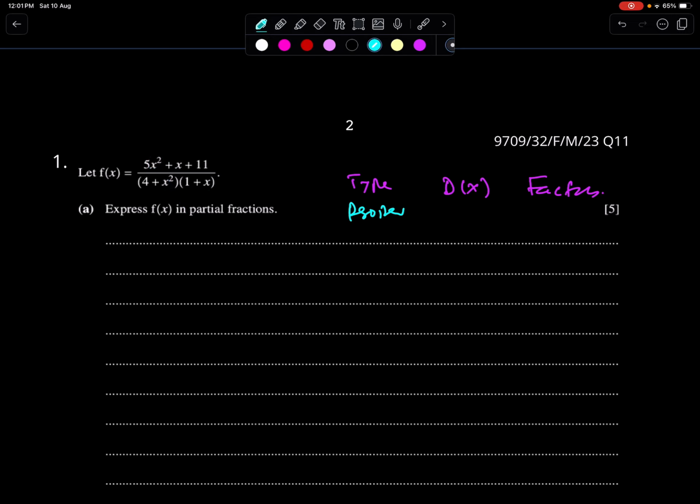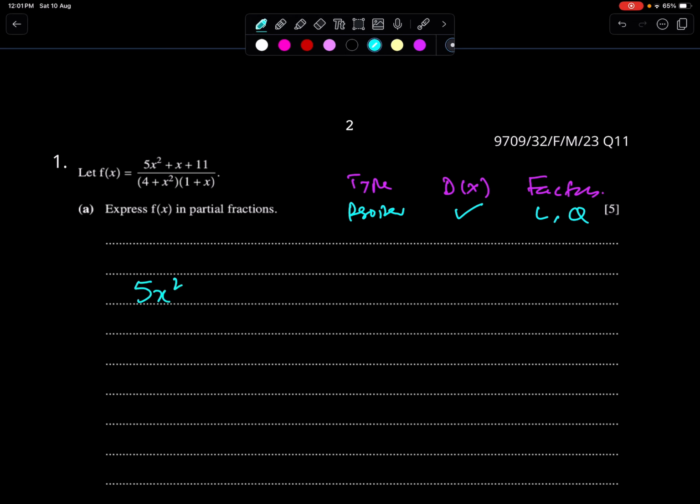Now, we need to observe denominator. Both factors are in their simplified form. So denominator is fine. We don't need to factorize the denominator. Now types of factors. We have linear and quadratic factors. Let's split this fraction.